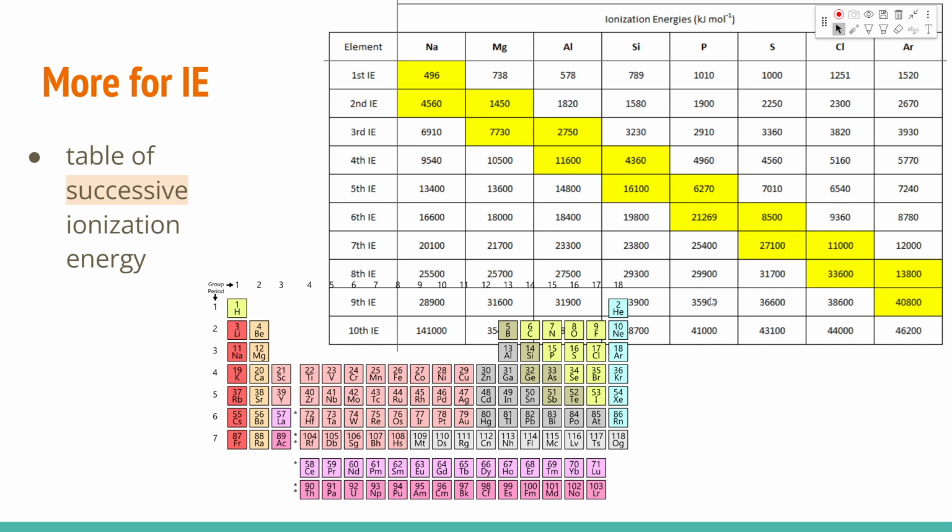So make sure that you understand why there might be jumps in how much energy. So here's aluminum's jump, for example. Here's silicon's and so on. Why those jumps exist.